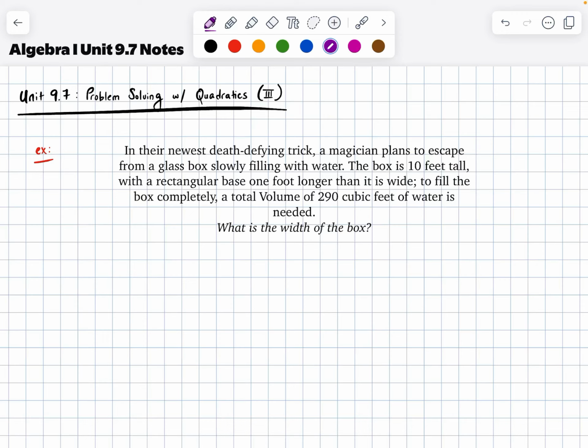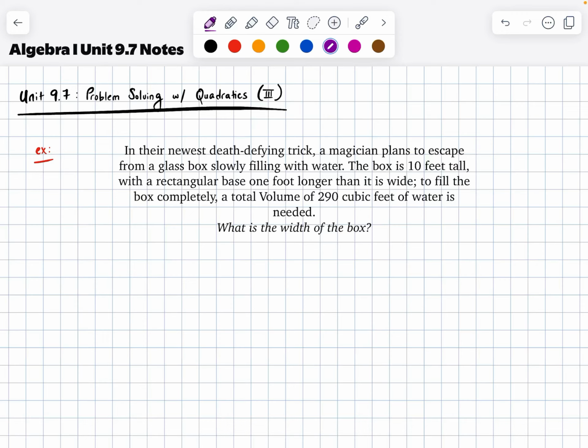In their newest death-defying trick, a magician plans to escape from a glass box slowly filling with water. The box is 10 feet tall, with a rectangular base 1 foot longer than it is wide. To fill the box completely, a total volume of 290 cubic feet of water is needed. We want to know, what is the width of our box?